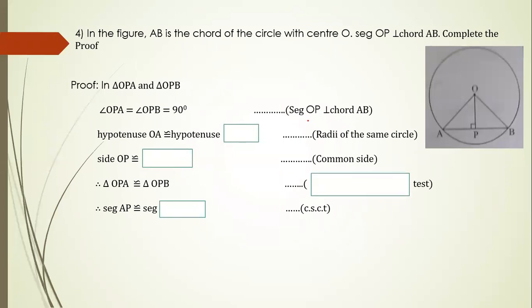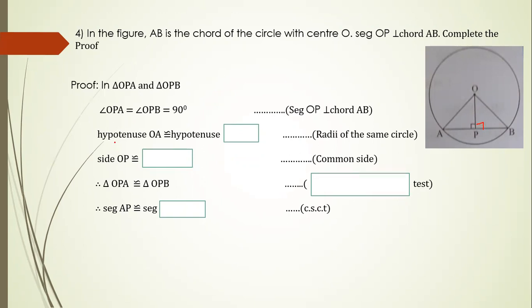Reason, segment OP perpendicular to chord AB. So since OP is perpendicular to AB, the angle OPA means this angle is 90 degree. And this angle is also 90 degree. This angle means angle OPB. So since both the angles are 90 degree, they both are equal.